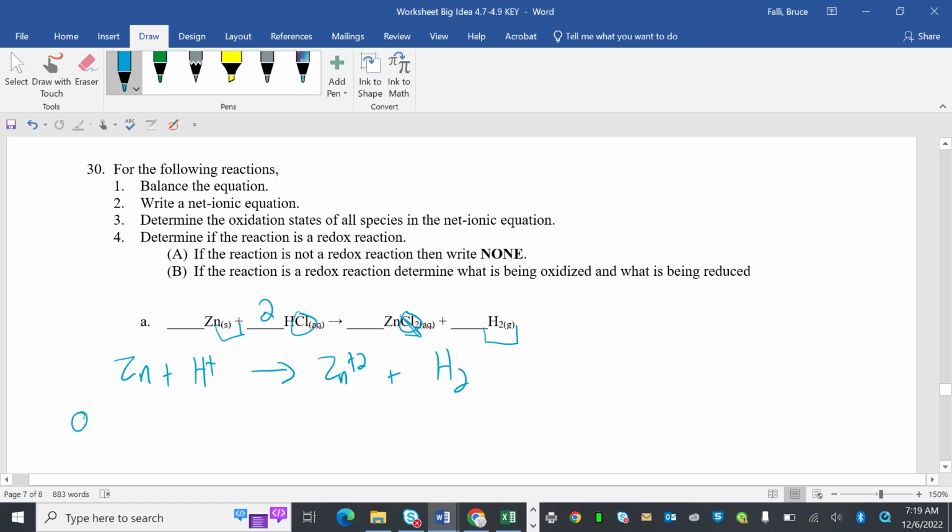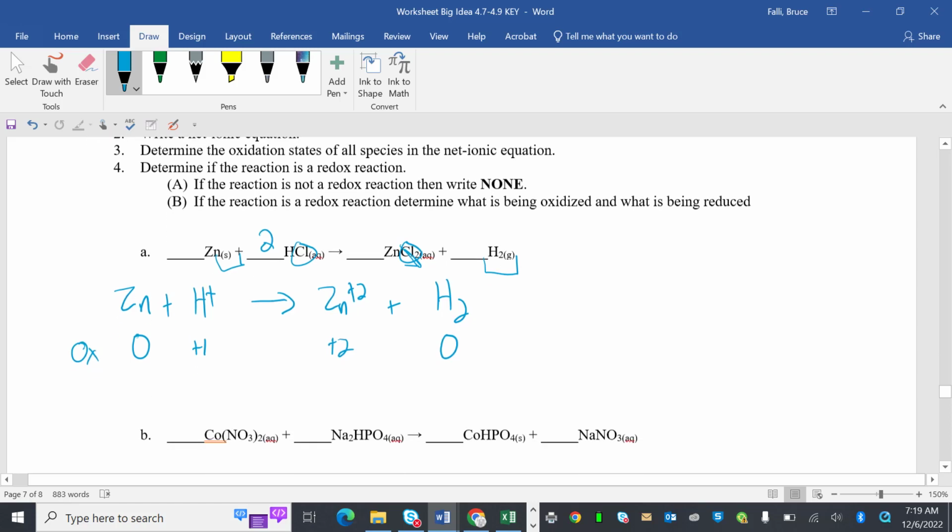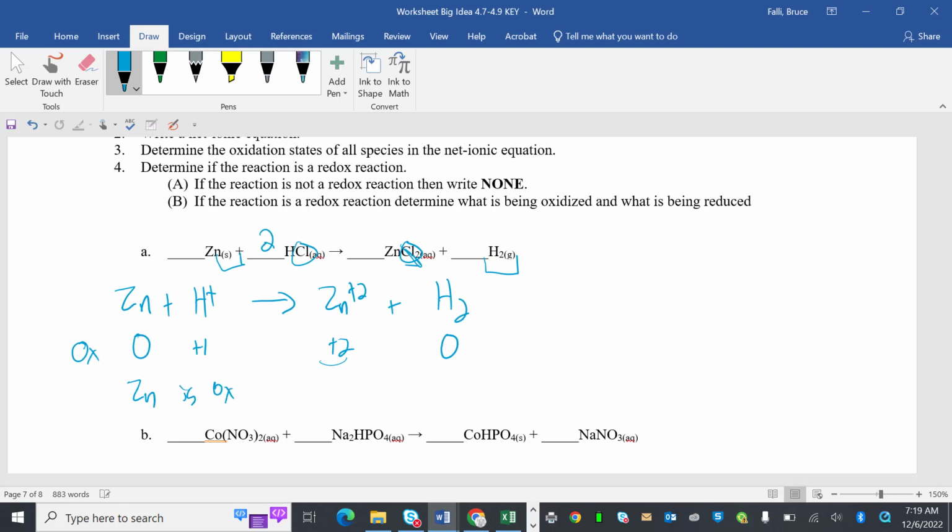Okay, so here are my oxidation numbers. Element is 0, hydrogen is +1, +2, element is 0. Is it a redox reaction? If it's a redox reaction, determine what is being oxidized and what's being reduced. Zinc is becoming more positive. Zinc is oxidized. H positive is reduced. Notice reduction: the charge went down from 1 to 0.